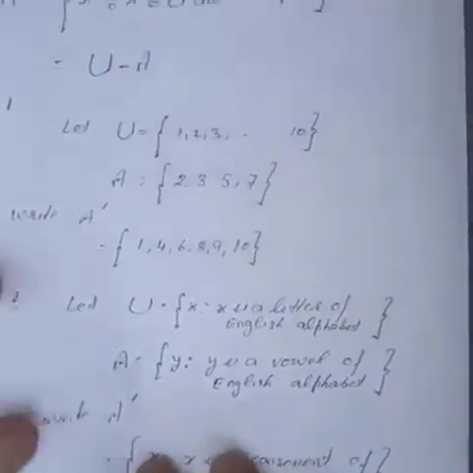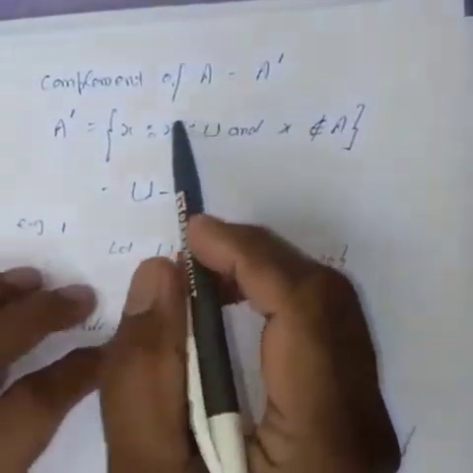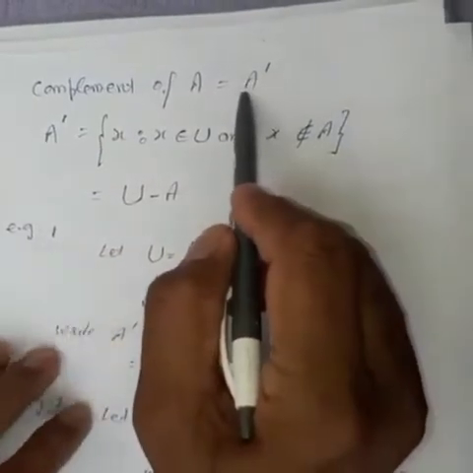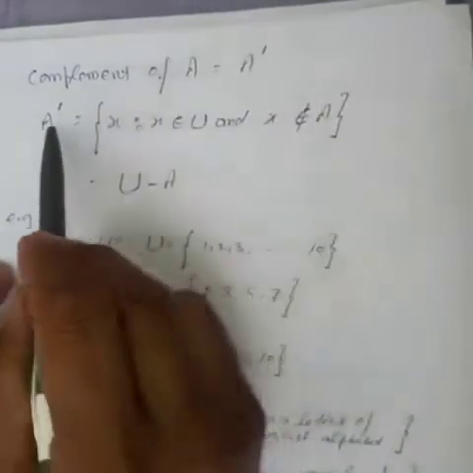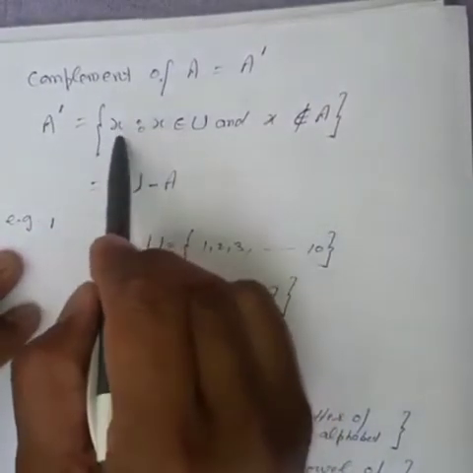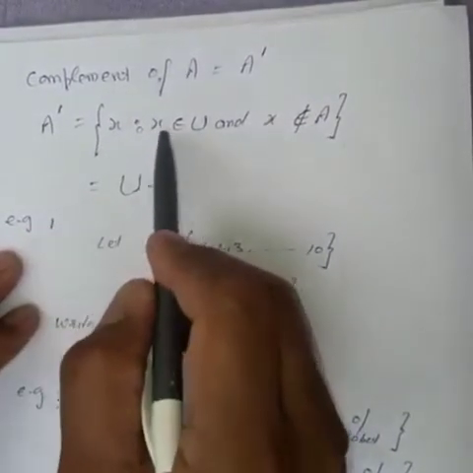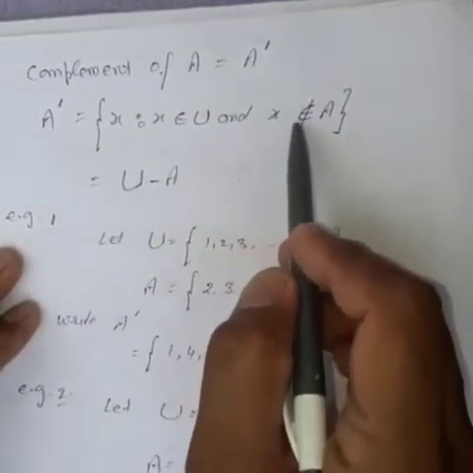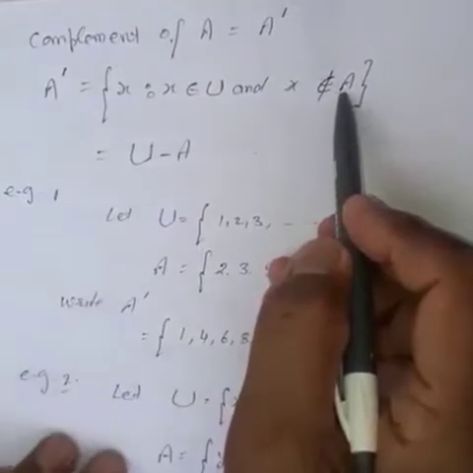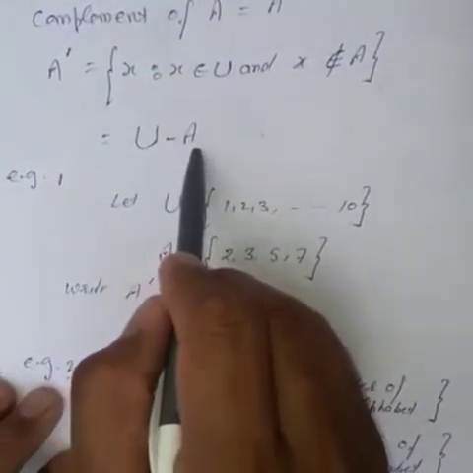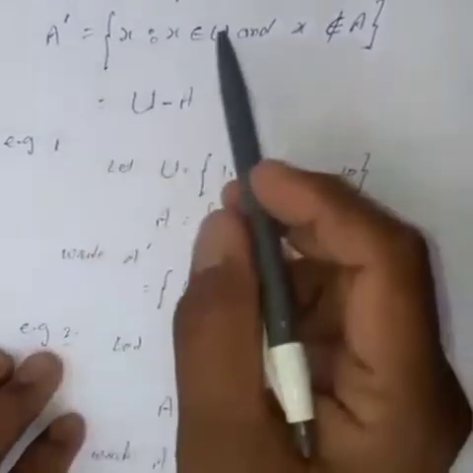And it is written in the symbols as complement of A. It is A dash, but it is pronounced as complement of A. Now using the definition, complement of A is a set of all X where X is an element of U, the universal set, and X does not belong to A. So this can be written in other way as U minus A. This is called complement of A.